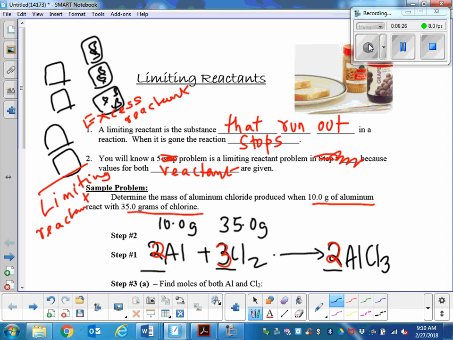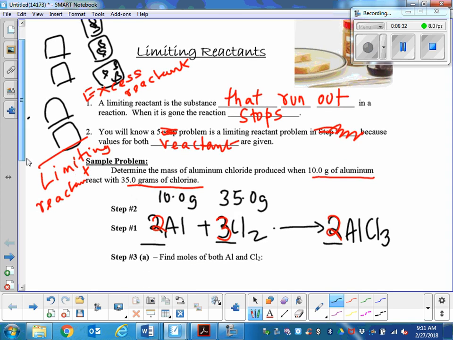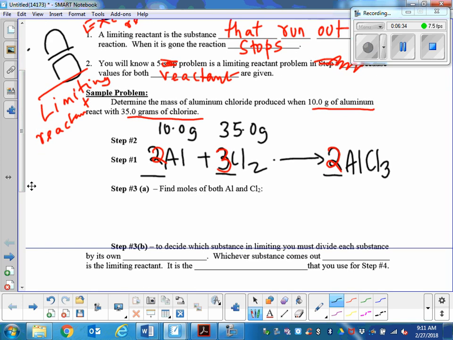What do you have to convert your grams first into? Moles, because they react in mole ratios. Alright? So let's find the number of moles of both Al and Cl2. So I have 10 grams of Al. I want to cancel out grams of Al and make it into moles of Al.